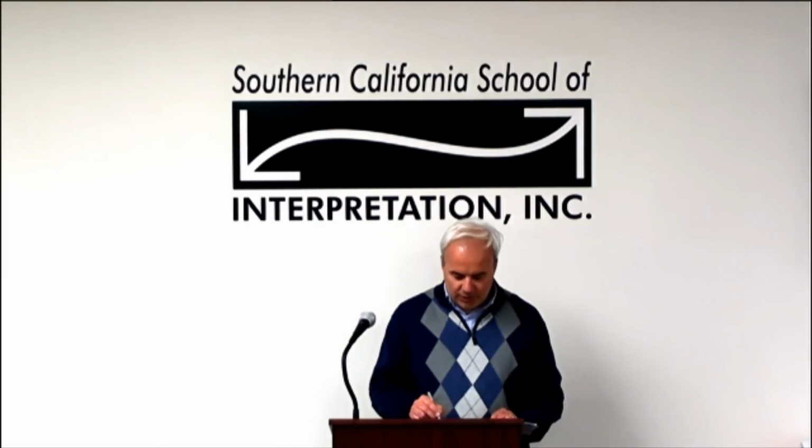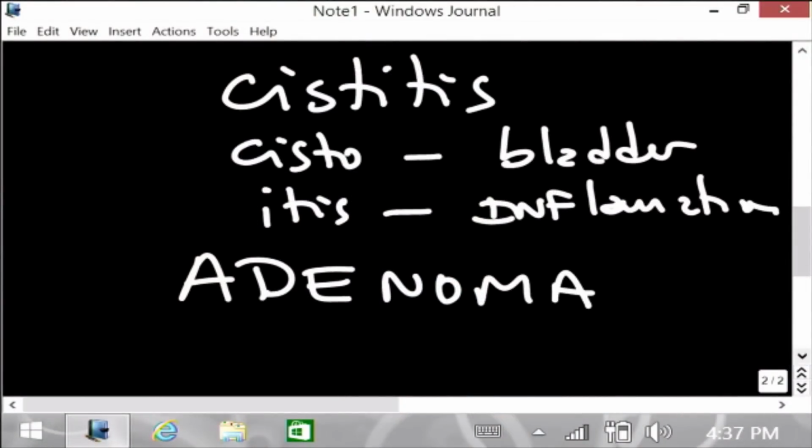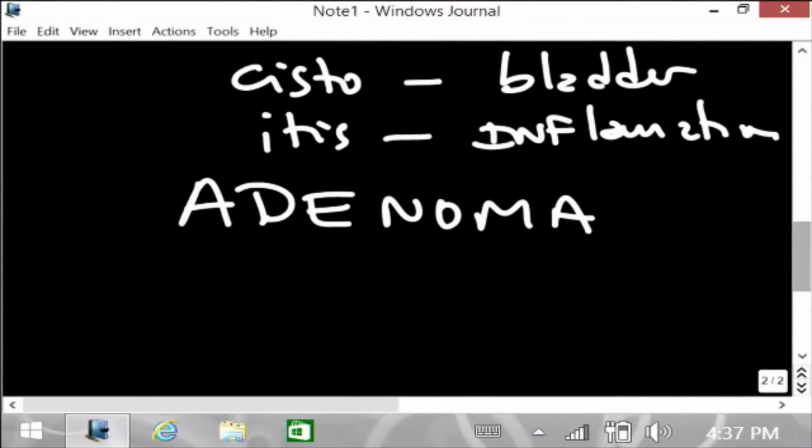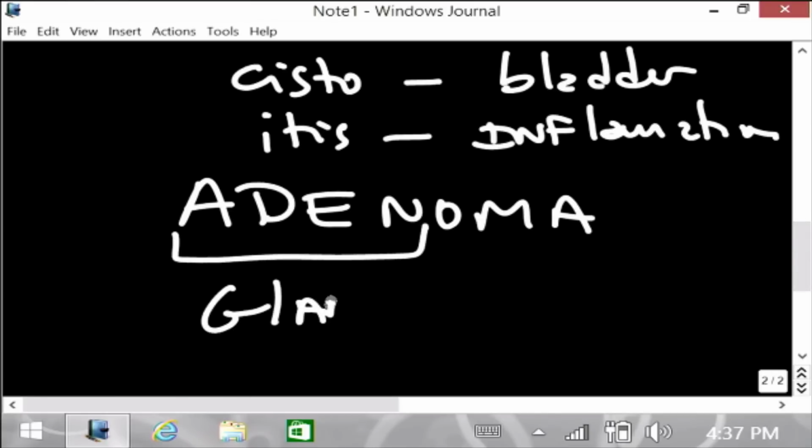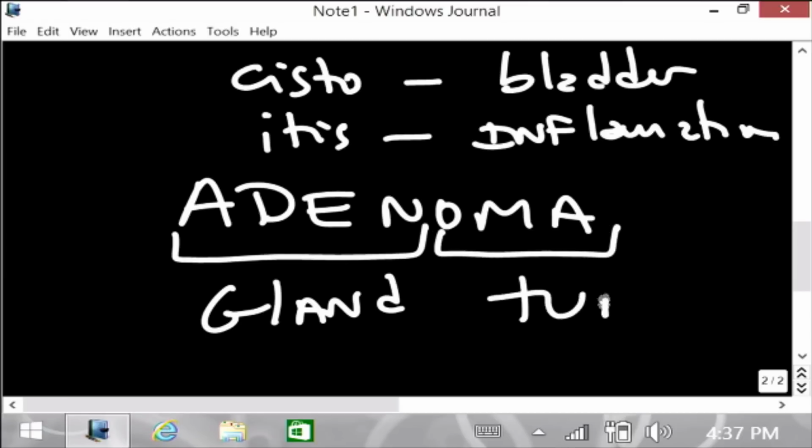This word in Spanish, for example, adenoma. What exactly is that? Well, this root aden refers to a gland, or una glándula. And this oma always refers to a tumor. So it's a tumor in the gland. That's what it means, okay?